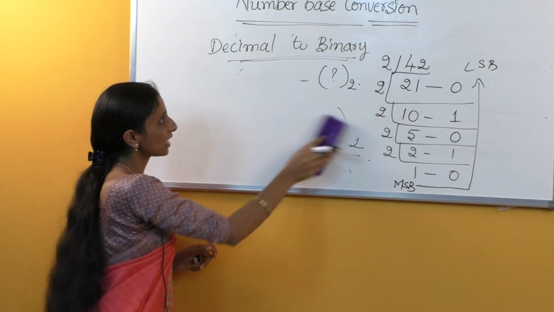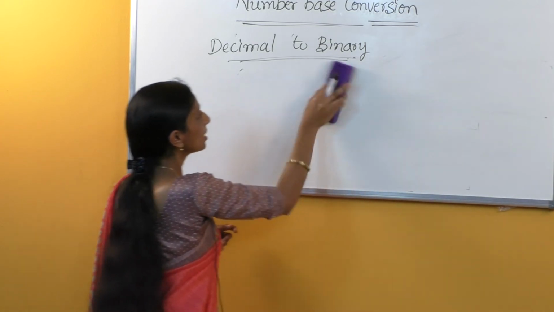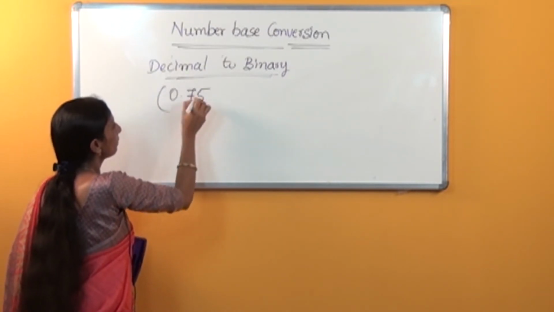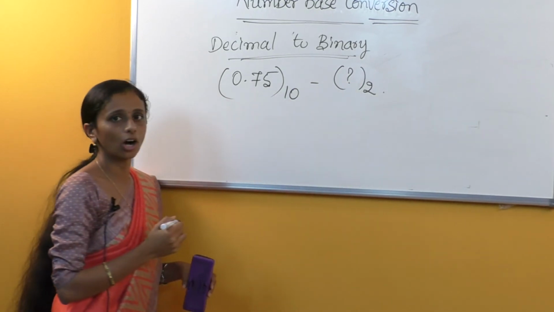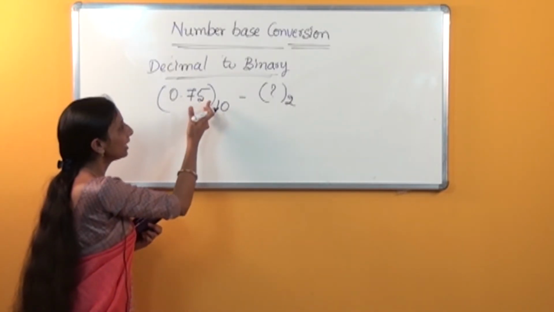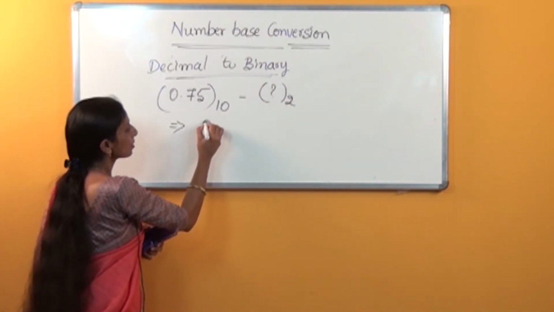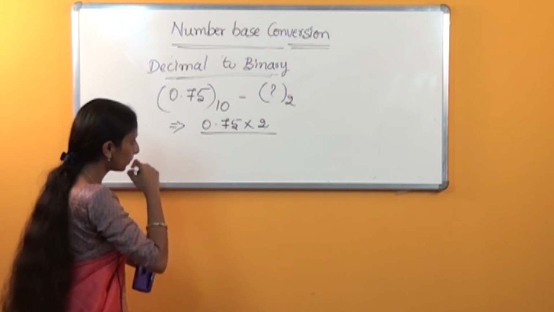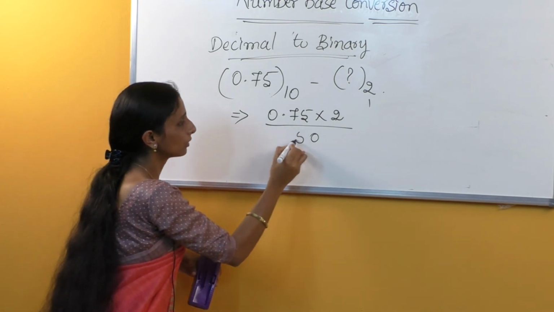Let us see, if the decimal number contains a fractional value, how to convert that fractional value to binary. For example, consider 0.75 in decimal. Now you have to convert this into binary. How do we convert a decimal fractional value? We have to multiply by the base value of the binary. So 0.75 into 2, we multiply by 2. 2 5s are 10, 2 7s are 14, plus 1, that is 15.